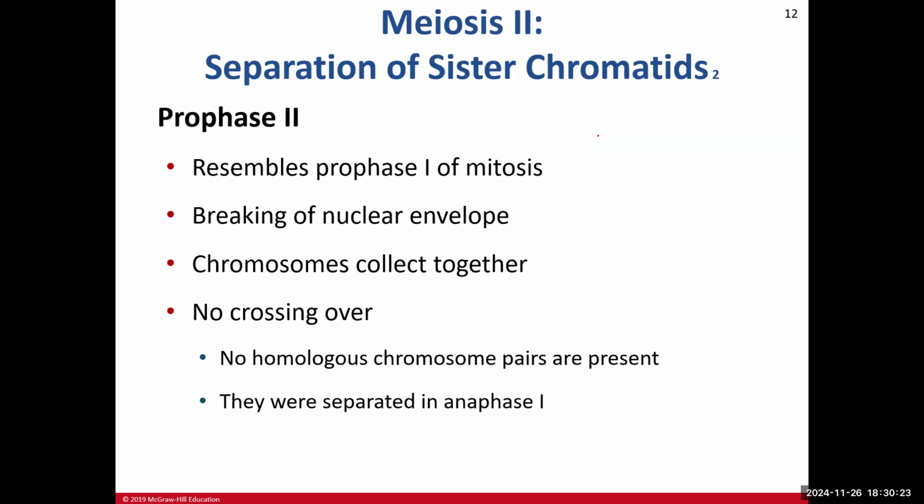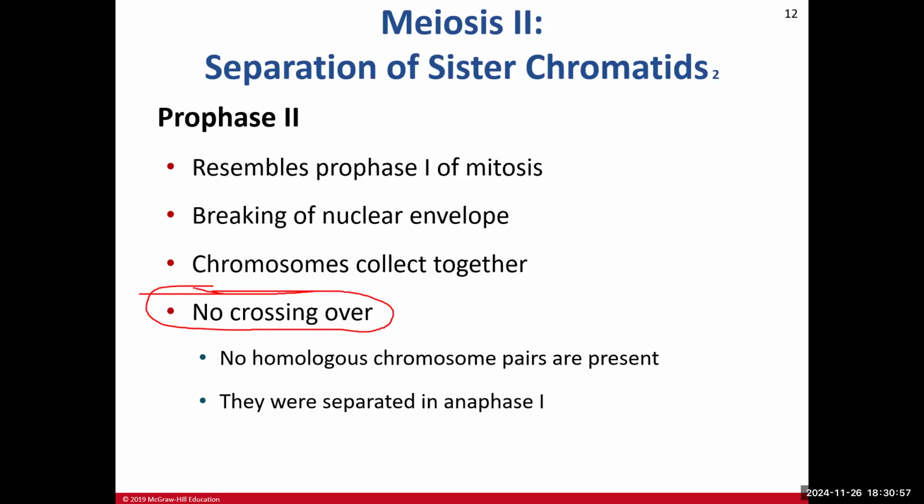So prophase, remember PMAT, prophase is the same or very similar to the prophase there. I don't know why that says mitosis. That should say meiosis there. All right. So we have to break down the nuclear envelope and spill out the chromosomes, or the sister chromatids, that were in that nuclear envelope. Again, great test question here. There is absolutely no crossing over occurring in prophase 2. No crossing over.